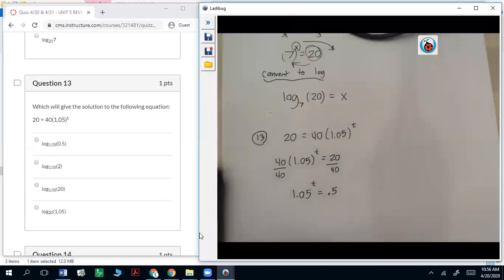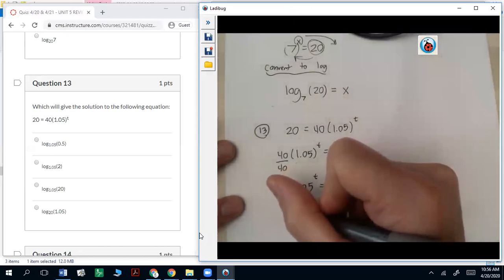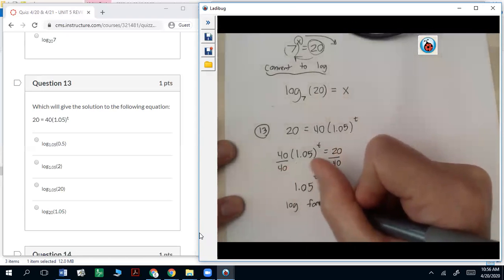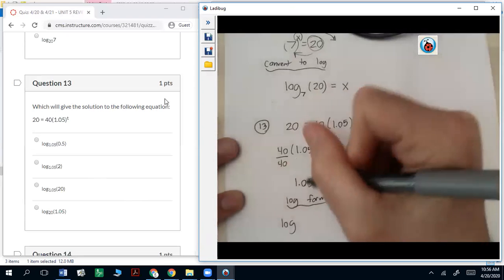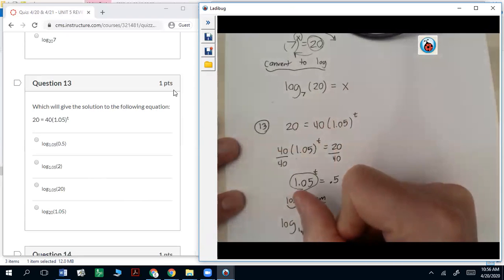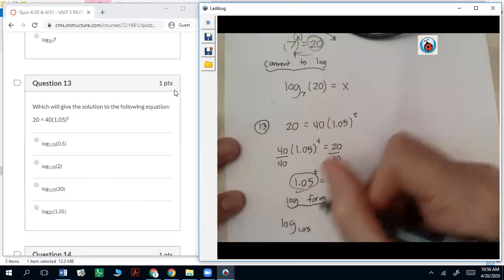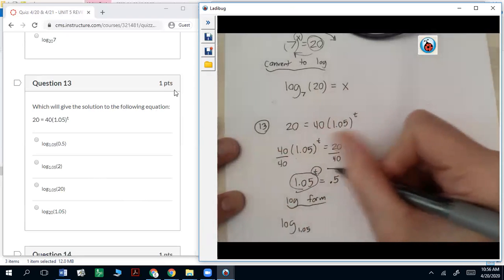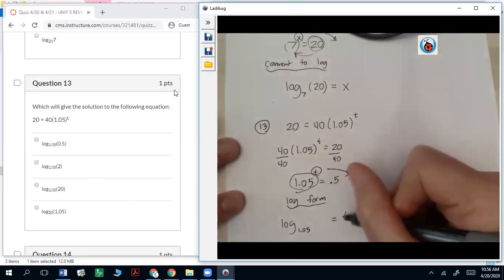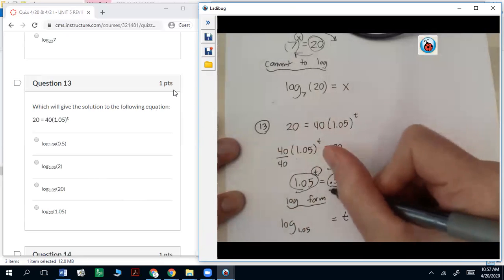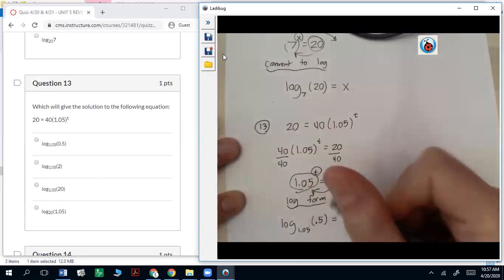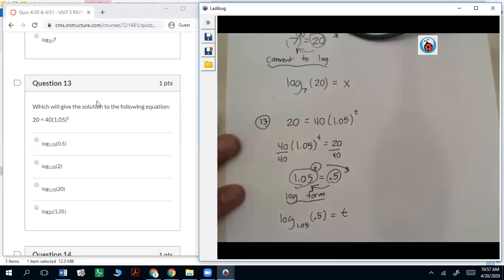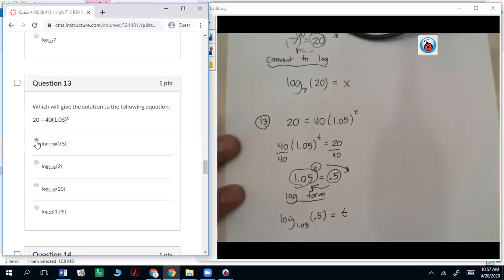So the next step in this case would be convert to a log. So in log form, you would say log, and you take the base 1.05, bring your exponent to the other side, and the number in the log is going to be that 0.5, which would give you that.